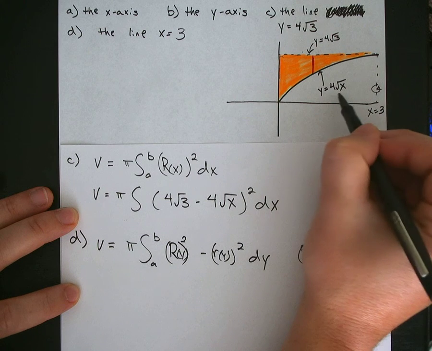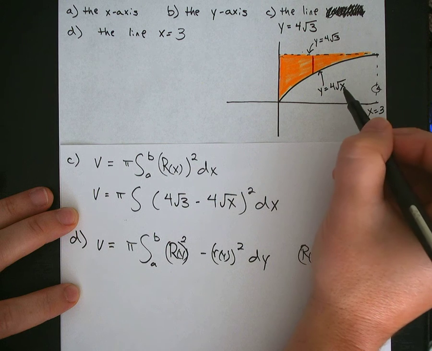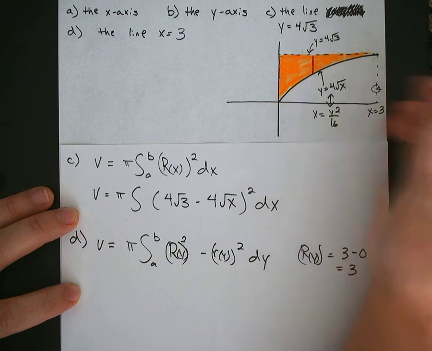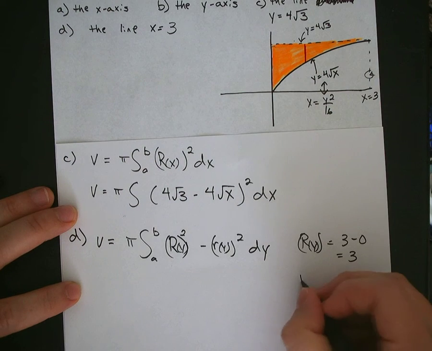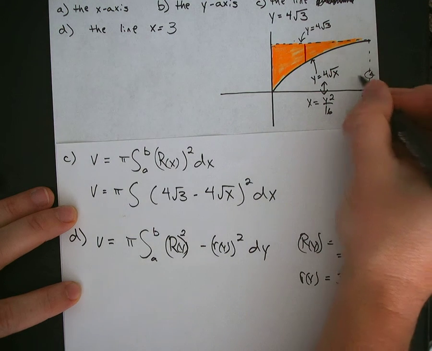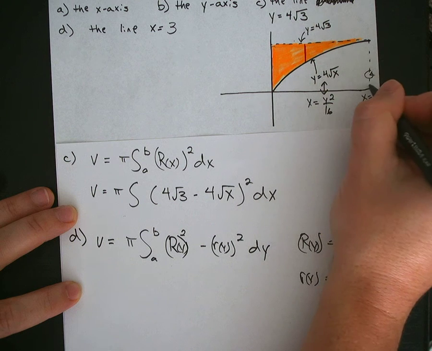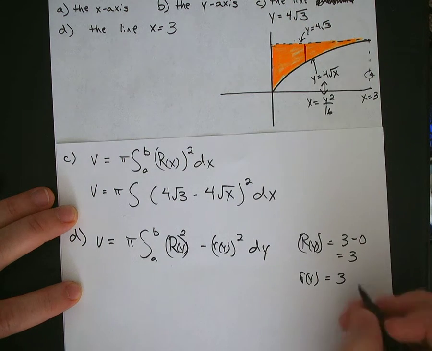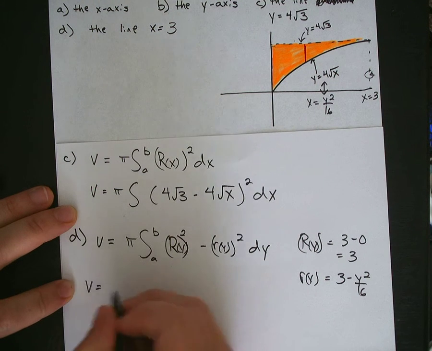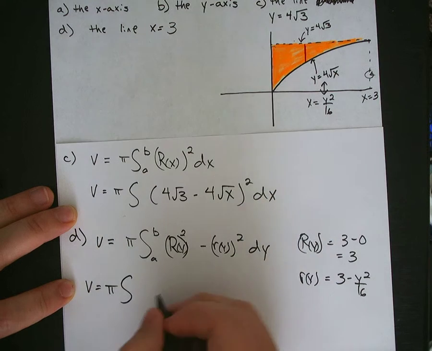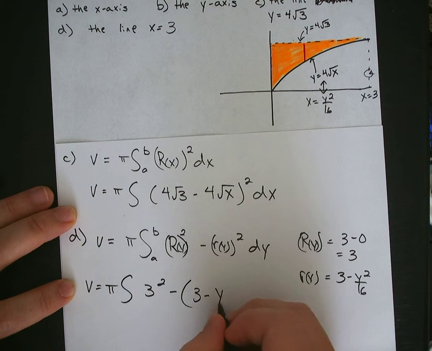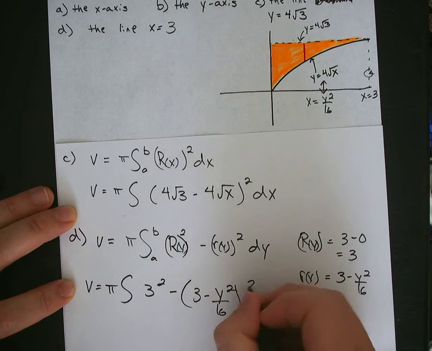Now remember, we're in terms of y, so we can't use 4 square roots of x, but we can use what we already solved for earlier, which was x is equal to y squared over 16. That's the same function. We just solved for x. So our little r of y is equal to 3 minus this. That's a distance. This minus whatever this is will give us that distance. So 3 minus y squared over 16. Our final setup here is pi, and we'll do our limits in a second, 3 squared minus (3 minus y squared over 16) squared dy.